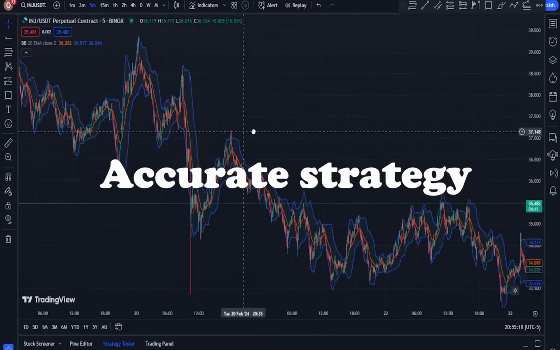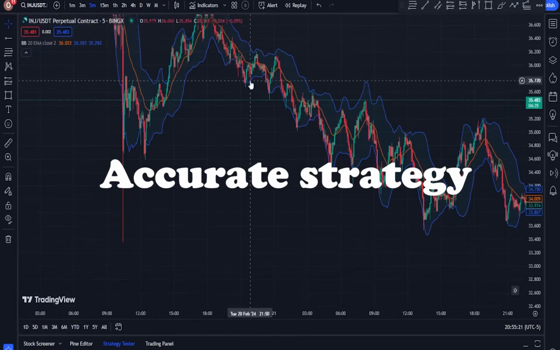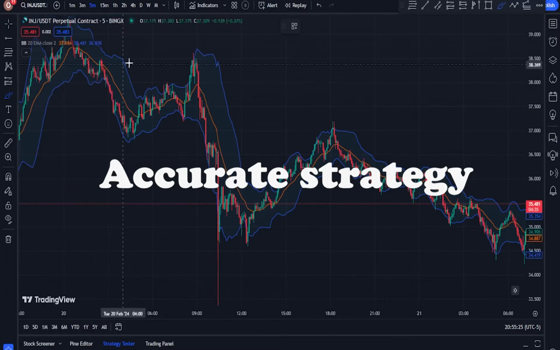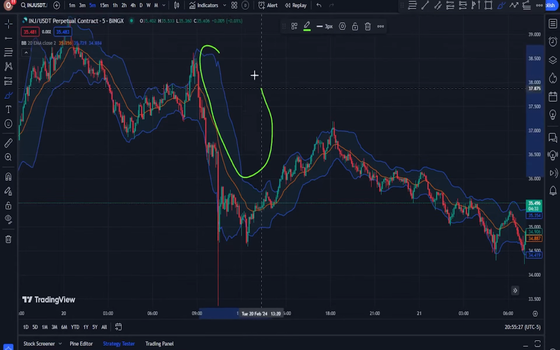Enter the best phase of trading with this strategy. This strategy consists of the strongest and oldest strategy known so far: getting to know Bollinger Bands.